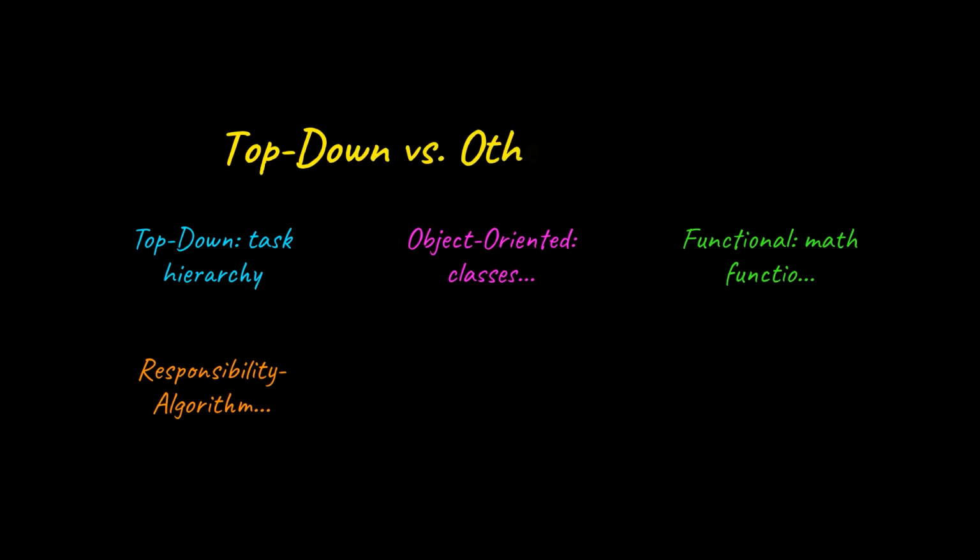The process follows 3 repeating steps. State the overall task, divide it into major subtasks, then refine any piece that is still too complex by splitting it again. This continues level by level until every remaining task is simple and direct.